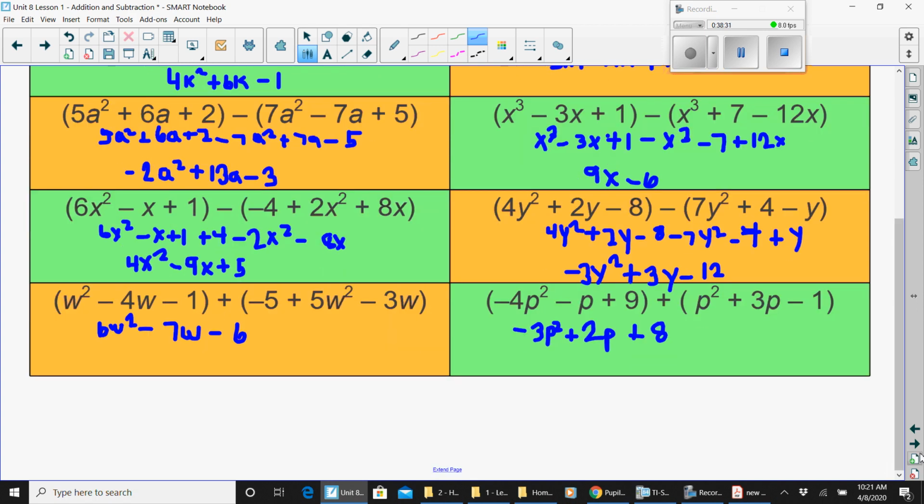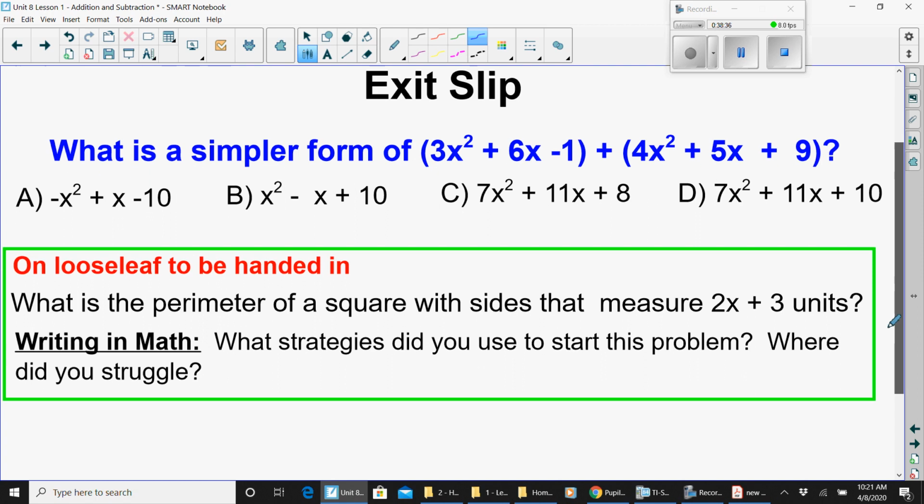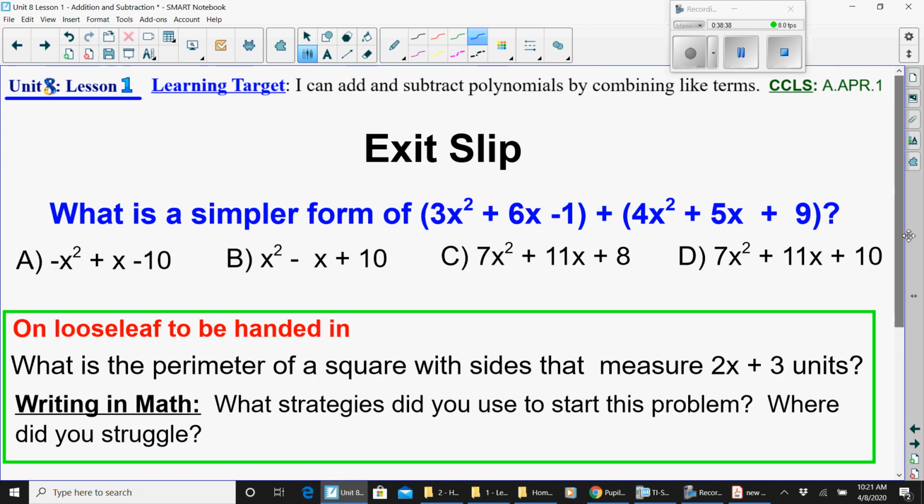And that is the end of the lesson because there's no scroll. No, there's another screen here. All right, here's an exit slip. See if you can do this. Don't worry about the loose leaf to be handed in. All right, go ahead. See if you can do the exit slip. Press pause now.